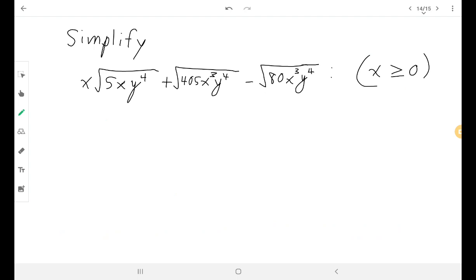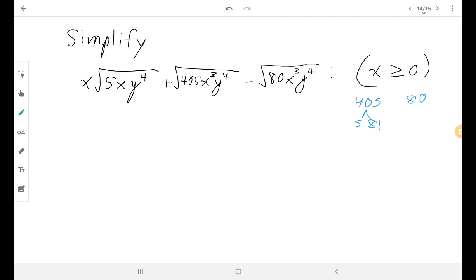All right, let's talk about simplifying something even more complicated, okay? We got a 5 here that doesn't break down. We've got x cubes here, which we have a strategy for. And then we've got these numbers here, 405 and 80. Let's see if we can do something with those, okay? 405 is 5 times 81. Well, 81 has a square root. So I'm going to actually just leave it like that because that'll help me out.